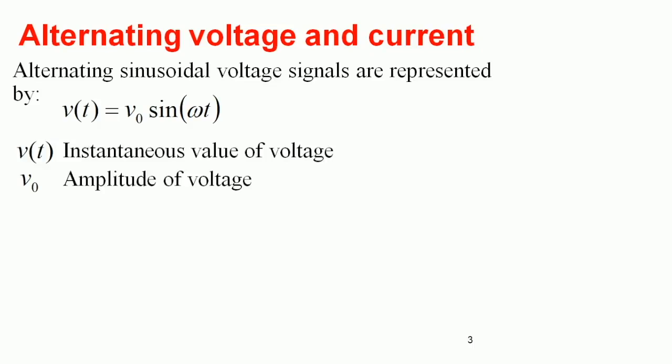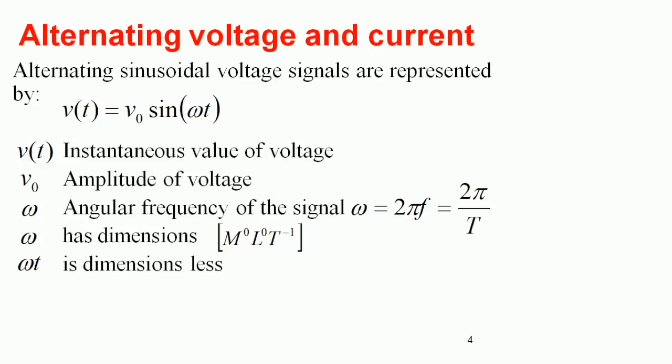Here V0 is the amplitude of the signal, omega is the angular frequency, which we can write as omega equal to 2 pi f, and it can also be written as 2 pi over T, where capital T represents the time period of the signal. Now the dimensions of omega are reciprocals of time, so we can write M0 L0 T minus 1, and omega t will be a dimensionless quantity. So here, that is the angular part.